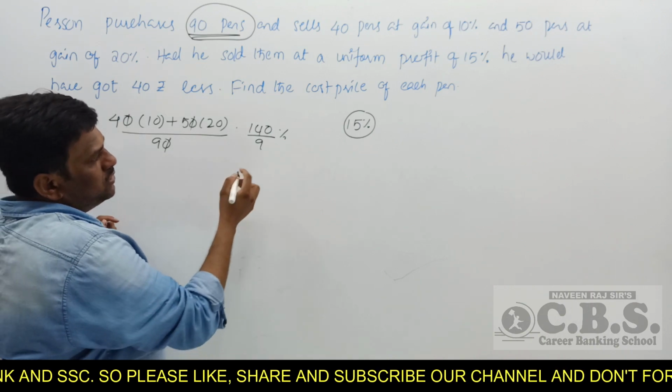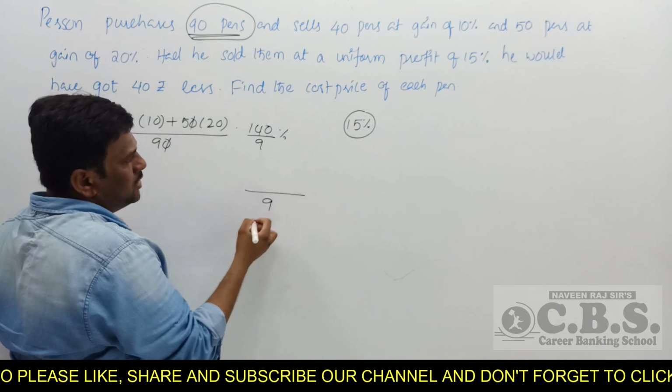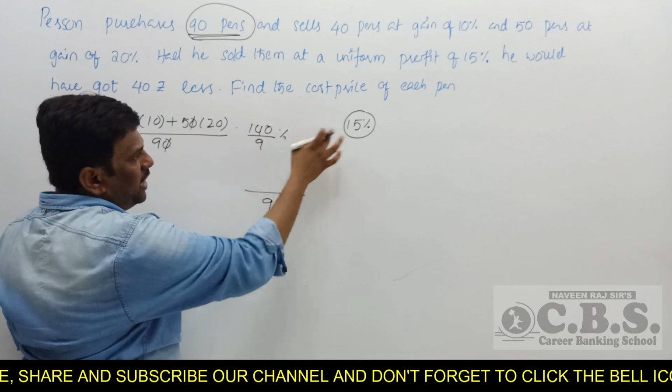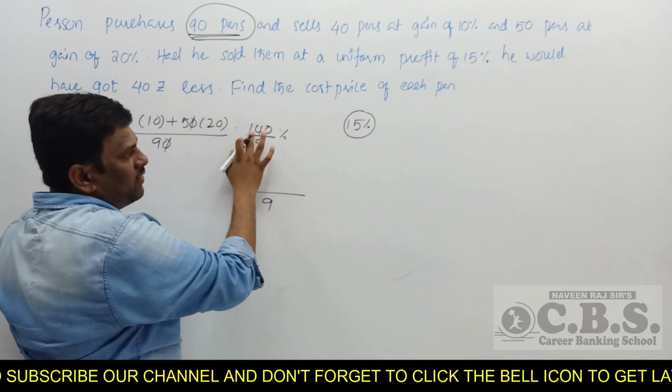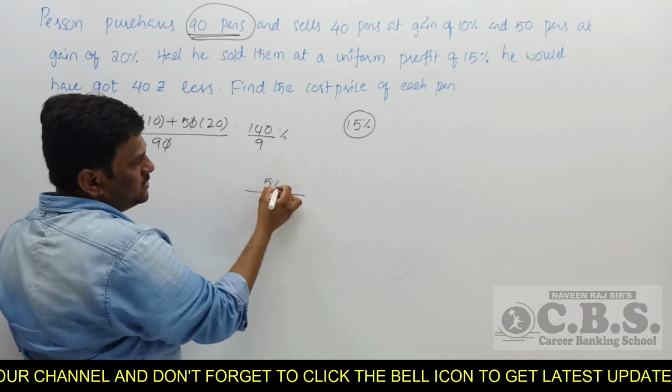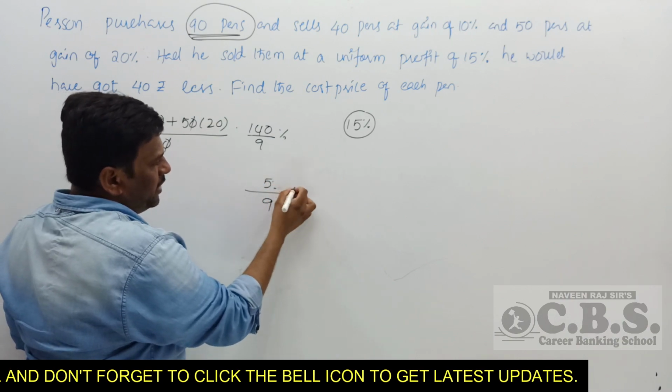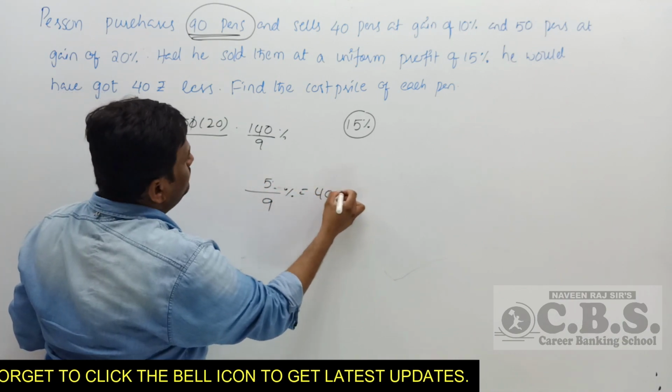Okay, let me simplify this one. You can do the LCM. What is the LCM? 9. So 9 15s are how much? 135. 140 minus 135 is what? 5 by 9 percentage. Okay, 5 by 9 percentage is equal to how many rupees given?